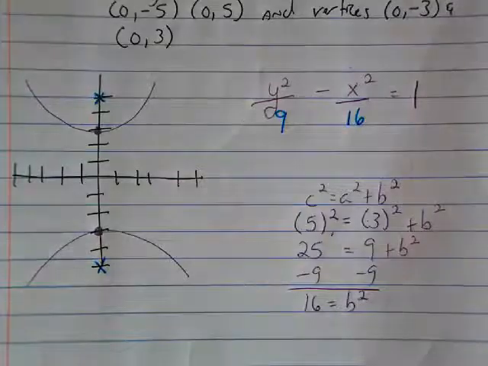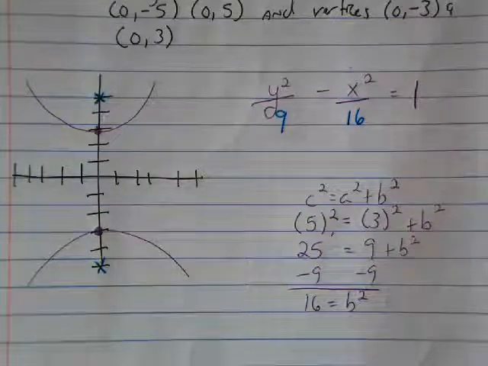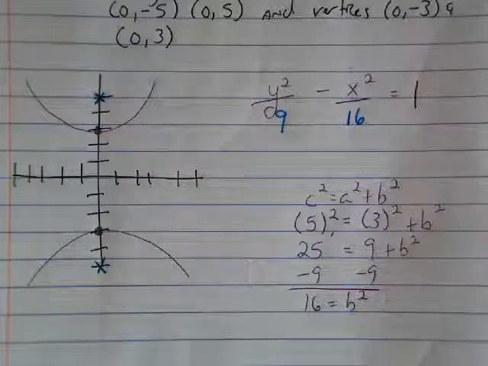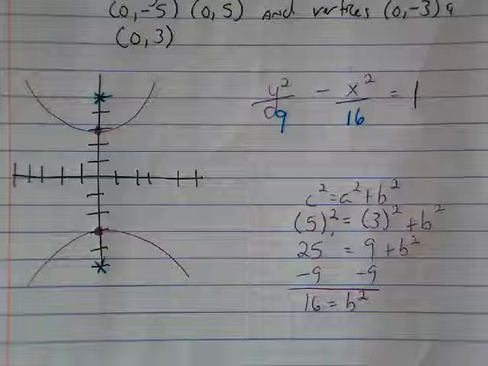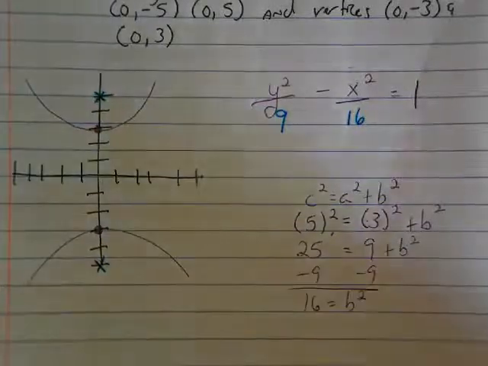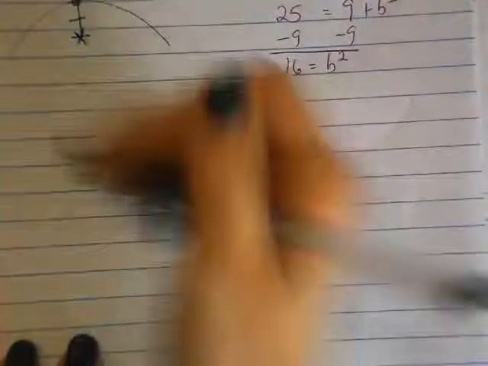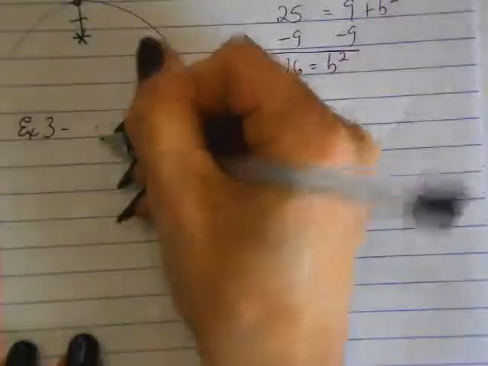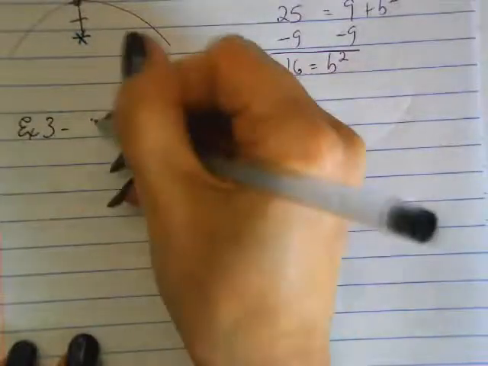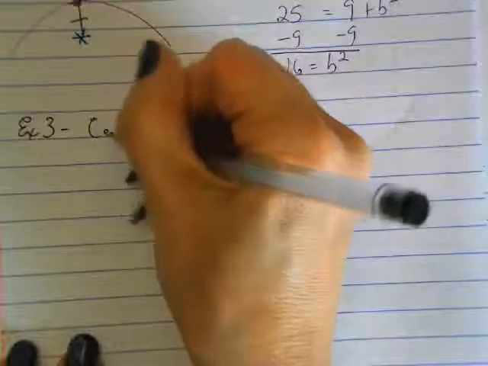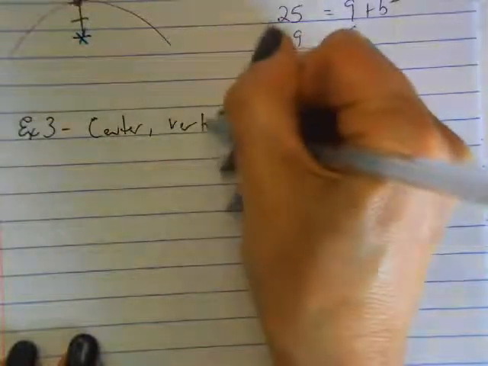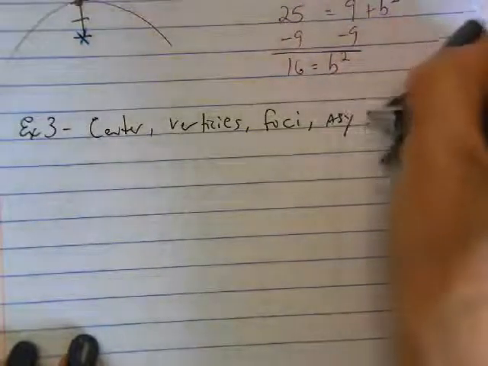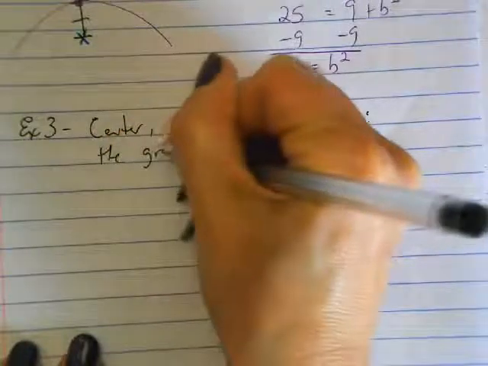Okay? So the last thing I'm going to go ahead and at least set up for you is how to do one of these, at least get you started thinking about moving the center again like we did in class. So, example 3. Same thing as the first one. Name the center, vertices, foci, asymptotes, then graph each hyperbola.